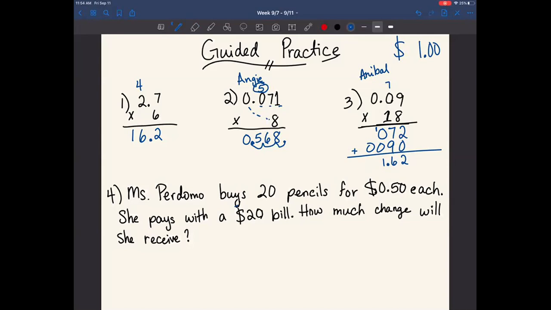No? All right, so the last one. Ms. Perdomo buys 20 pencils for 50 cents each. So remember, this is a word problem. You want to circle, you want to underline. So 20 pencils, 50 cents each. She pays with a $20 bill. How much change will she receive? Okay. So this is a 2-part problem. Our first part is doing what?